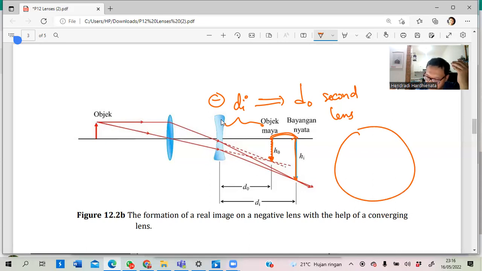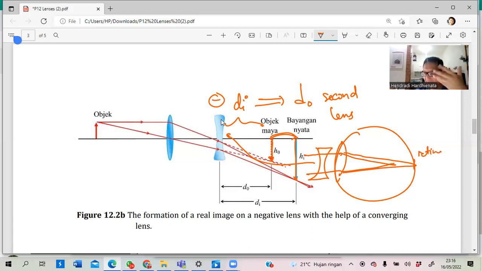So for this problem with the eye, if we cannot see distant objects clearly, the image that is formed is in front of the retina. Using this lens, the focus will shift into the correct position here, and we can see normally. This is how our glasses actually work.